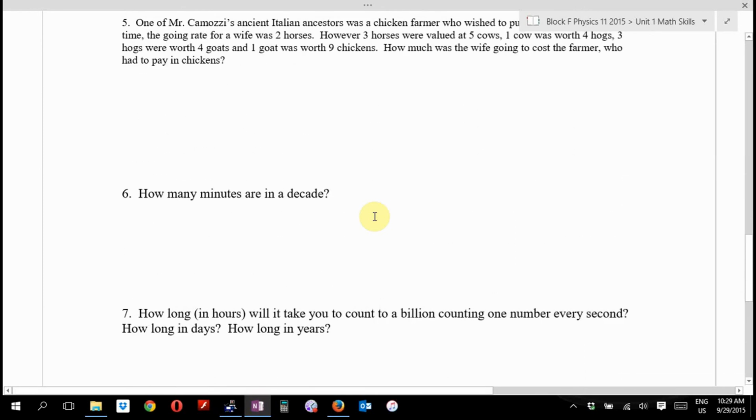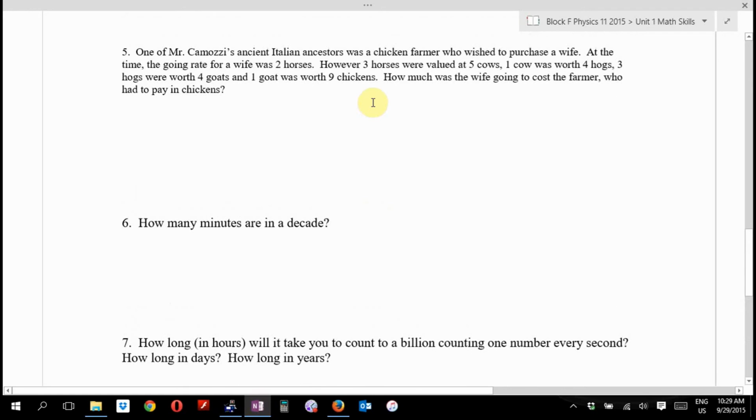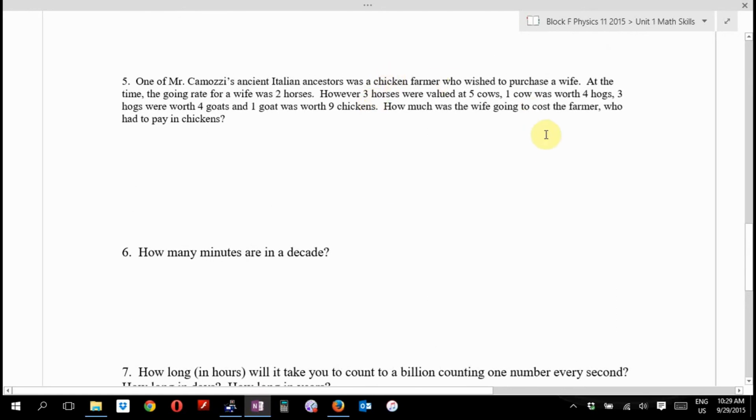So number 5, Mr. Camosi's ancient Italian ancestor was a chicken farmer who wished to purchase a wife. At the time, the going rate for a wife was 2 horses. By the way, I apologize, ladies, but I wanted to build a long conversion chain that was humorous. Please don't ever think that I mean that females should be bought and sold or anything like that. It's meant to be a joke, but I apologize for that.